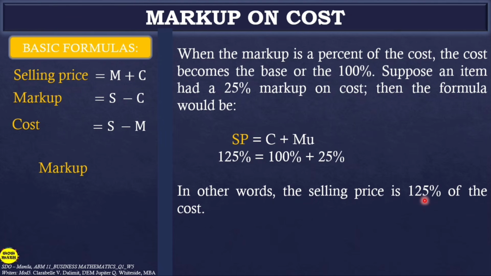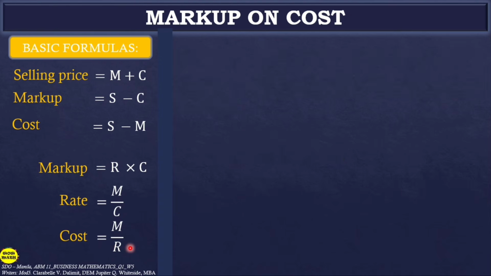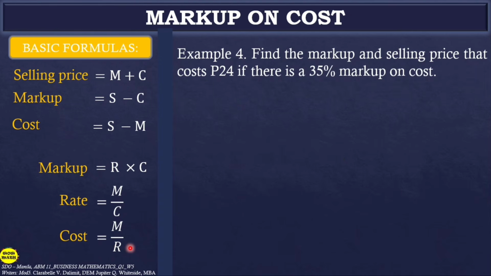So here's the formula for the markup based on cost. So pag kukunin natin yung markup based on cost, so the markup rate times the cost. And then to compute the rate, the markup divided by the cost, and the cost, the markup divided by the markup rate. So for example, find the markup and selling price that costs 24 pesos. If there is a 35% markup on cost, so kukunin natin yung markup and selling price.